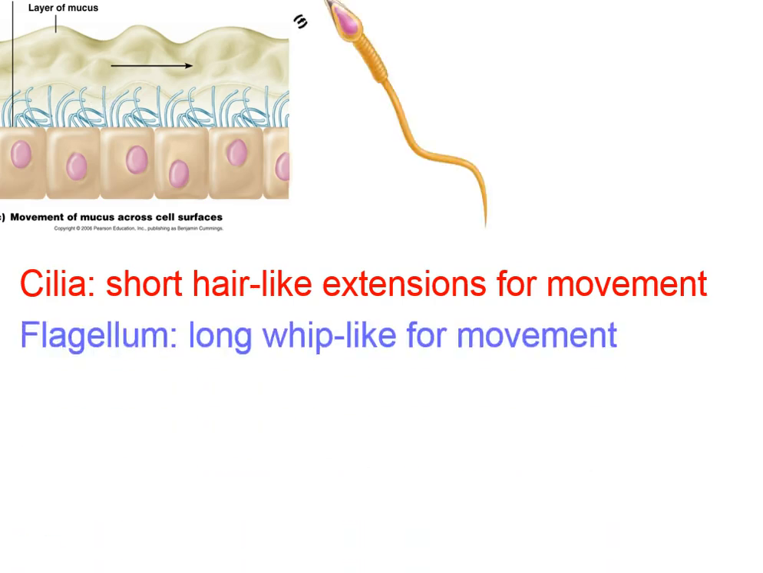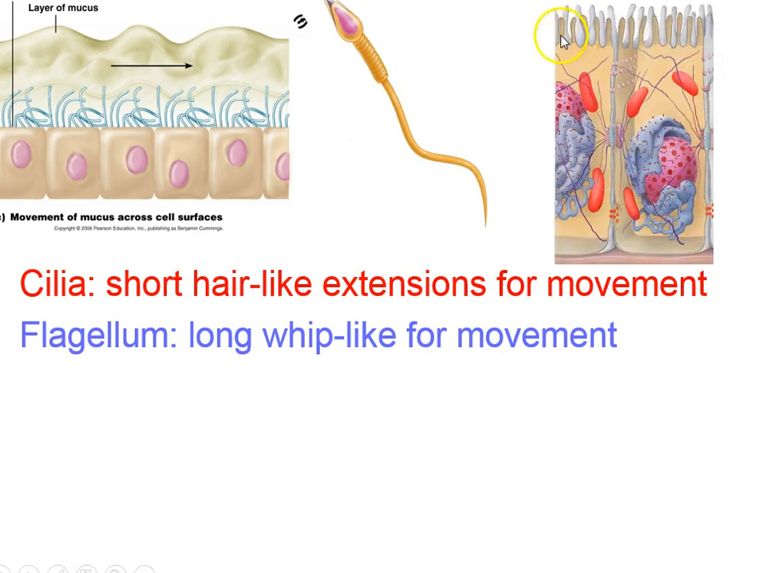Another organelle that provides for movement is a flagellum. The only cell in the human body that has a flagellum is a spermatozoan or a sperm. And in the midpiece there is energy that causes this whip-like tail to go back and forth and propel the sperm once it's ejaculated.